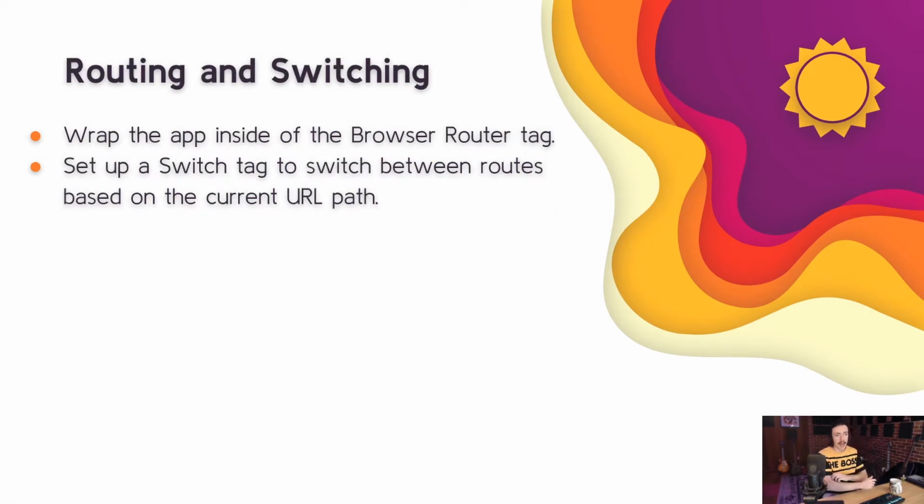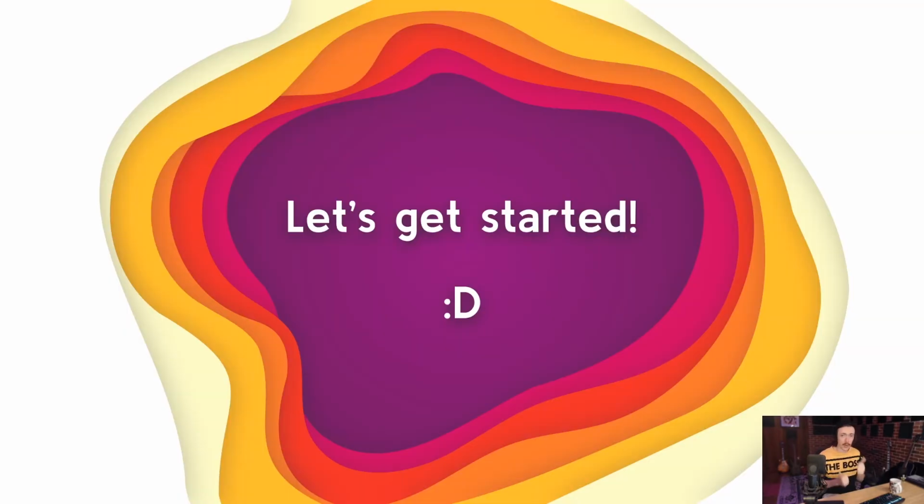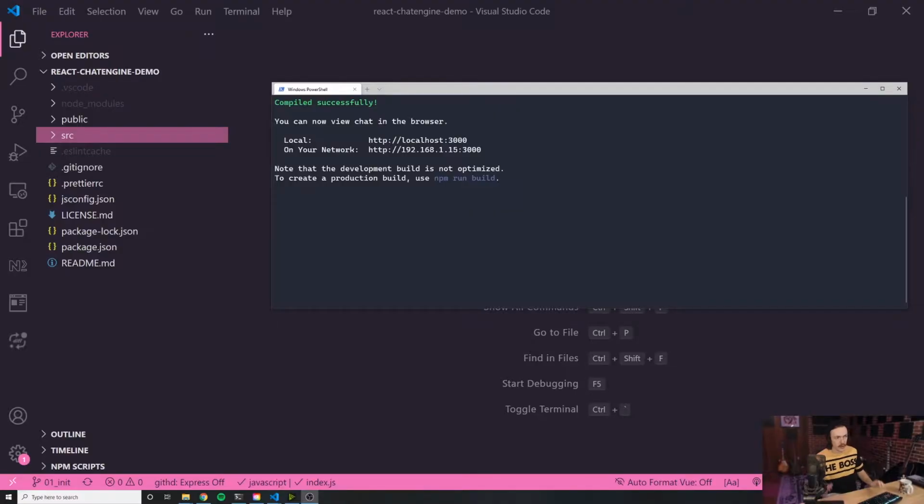So we're going to take the app and wrap our app inside of a browser router tag. And then we're going to set up a switch tag with a bunch of routes inside of there, the three that I just mentioned. And we're going to be able to switch between those based on the current URL path. So let's go ahead and get started on that. Let's dig right in.